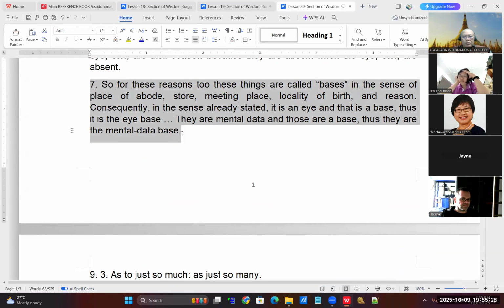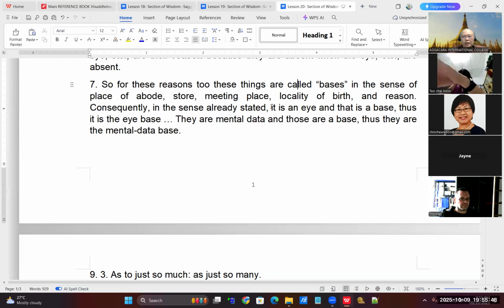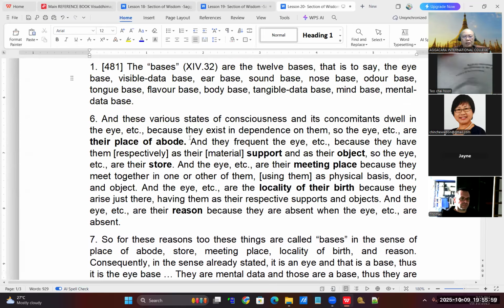And number 7 also. Okay. So for these reasons too, these things are called bases in the sense of place of abode, store, meeting place, locality of birth, and reason. Consequently, in the sense already stated, it is an eye, and there is a base, thus it is the eye base. They are mental data, and those are the base, thus they are the mental data base. Okay.